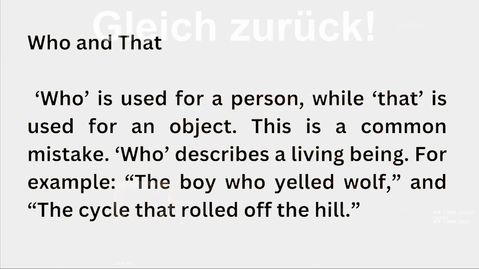Who and that. Who is used for a person, while that is used for an object. This is a common mistake. Who describes a living being. For example, the boy who yelled wolf and the cycle that rolled off the hill.